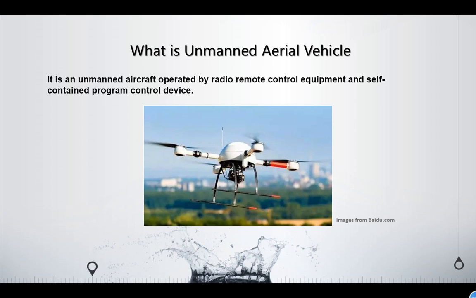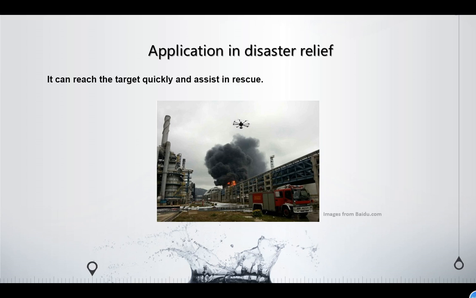UAVs are often better suited to tasks that are too dull, dirty, or dangerous for manned aircraft. They can be used in many different areas, such as disaster relief and environmental protection. For disaster relief, an unmanned aerial vehicle equipped with a high-definition camera is used to take aerial photographs of affected areas, providing first-hand and up-to-date images. The unmanned aerial vehicle operates rapidly and can ensure the safety of rescue work.